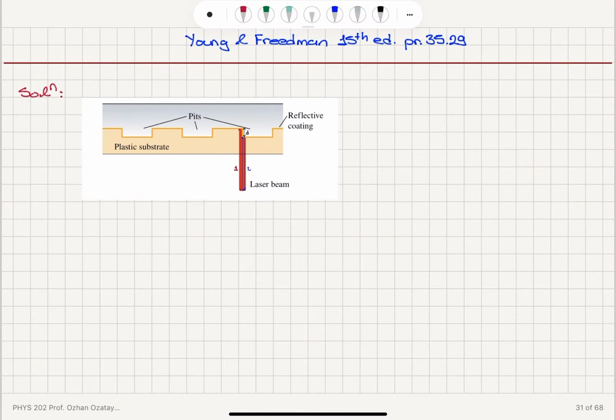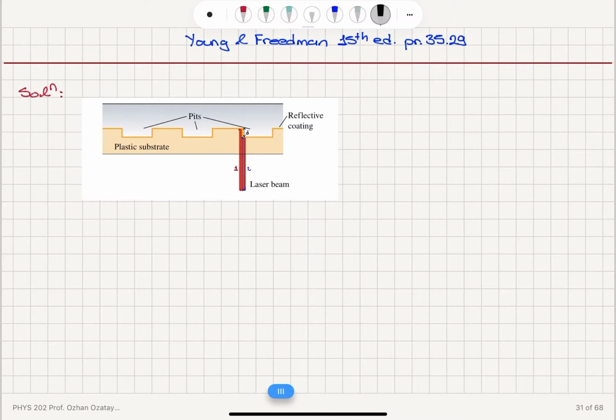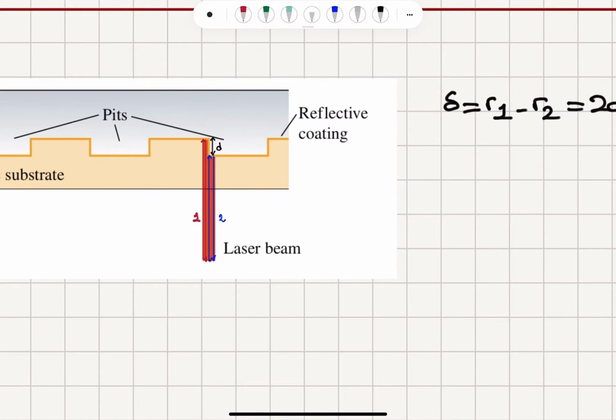Okay, so if you look at ray 1, which goes to the flat region and reflects back, and ray 2 that goes to the pit and reflects back, we have, due to the depth of the pit, a total path difference of 2d forming between the two rays. So the path difference, when they come to interfere, is 2d. So ray 2 travels an extra distance of 2d before coming back to the other side.